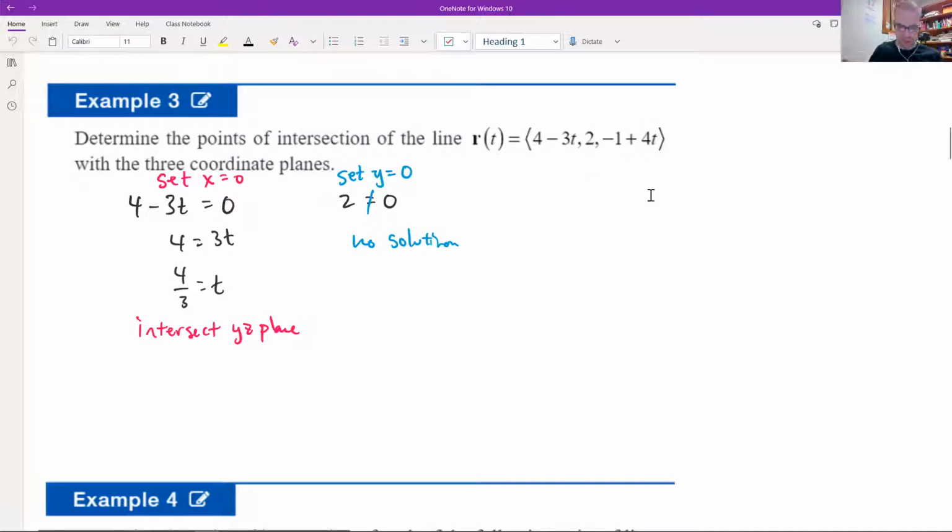And then for the z, we could set z equal to 0 and I'd do the same thing. So we get 4t equals 1, and then t equals 1/4, and that is when it would intersect the xy plane.